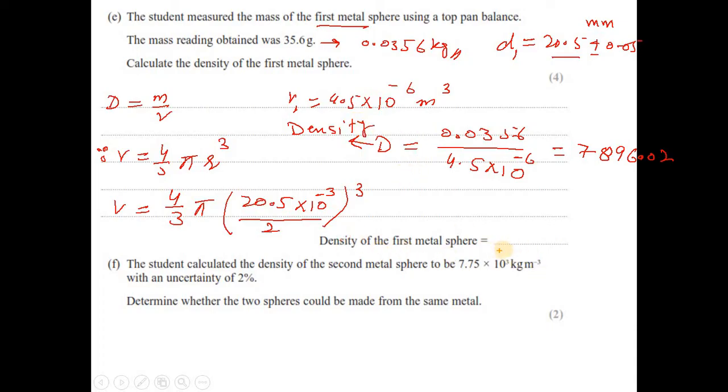Okay, so the density of the metal sphere D is 7.89, or 7.9 if you wish, or 7.89 times 10 to the power 3 kilogram per meter cubed, that is, kg m to the power minus 3. So this is the density of the metal sphere.